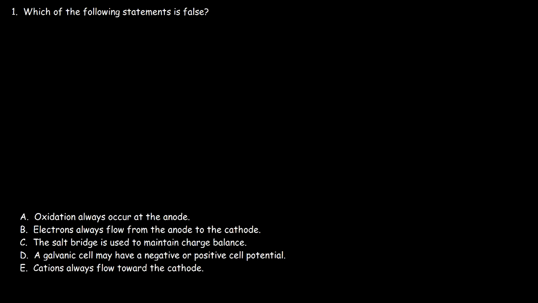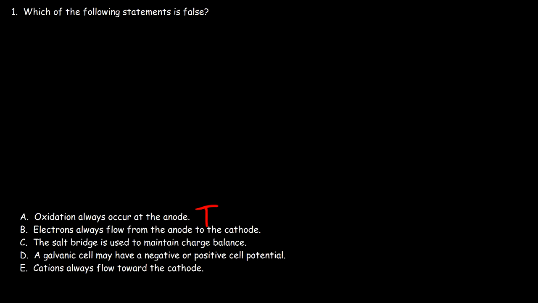Oxidation always occurs at the anode. Is that true or false? That is a true statement. Oxidation will always occur at the anode. Reduction occurs at the cathode. Oxidation involves a loss of electrons, and reduction involves a gain of electrons.